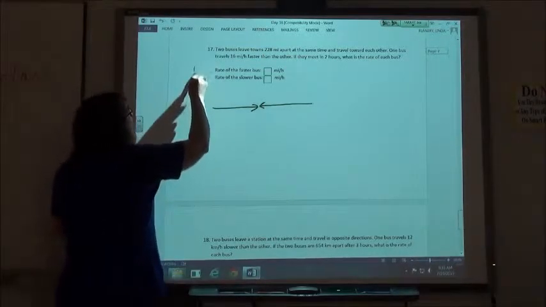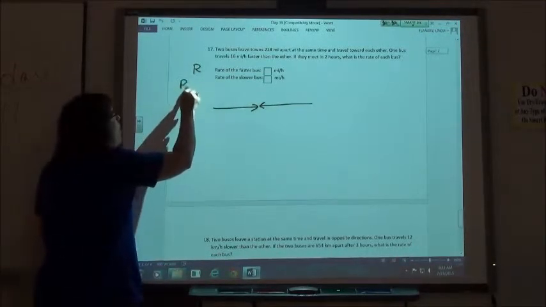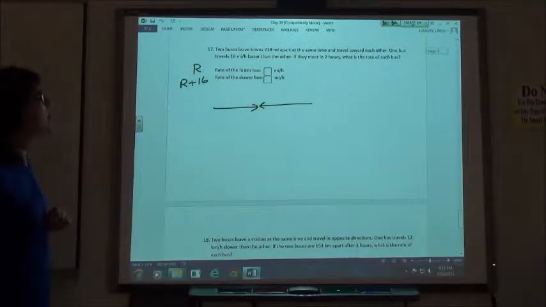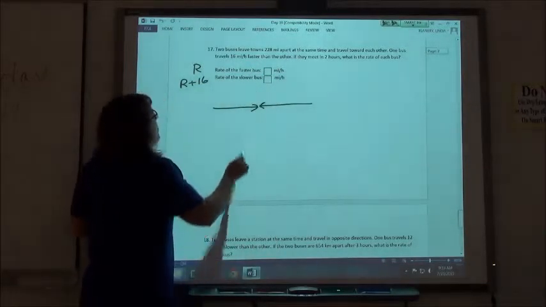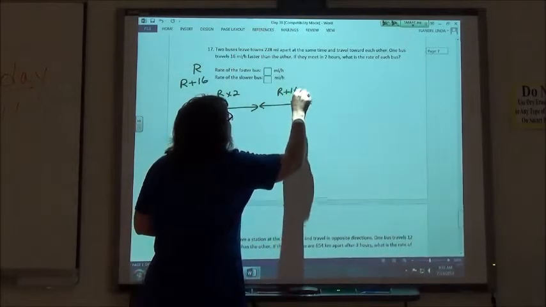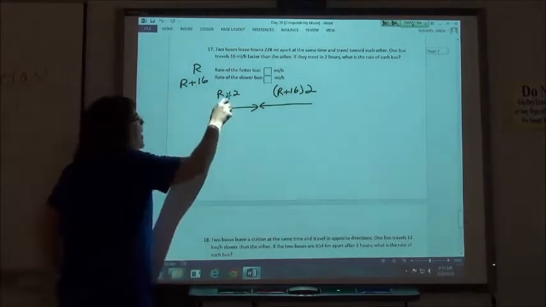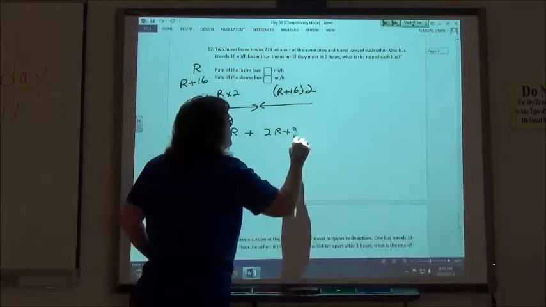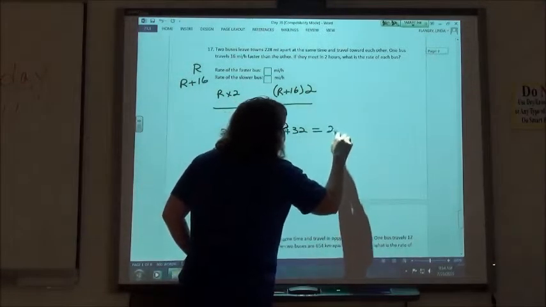So one's rate I'm just going to call R. The other one's rate, R plus 16, right? It's going faster. They meet in 2 hours. What is the rate of each bus? I know that rate times time equals distance. So they met in 2 hours. The rate times 2 here. The rate, which is R plus 16, times 2 there. So simplifying that, 2R plus 2R plus 32 would equal the total distance between the two buses, 228 miles apart.